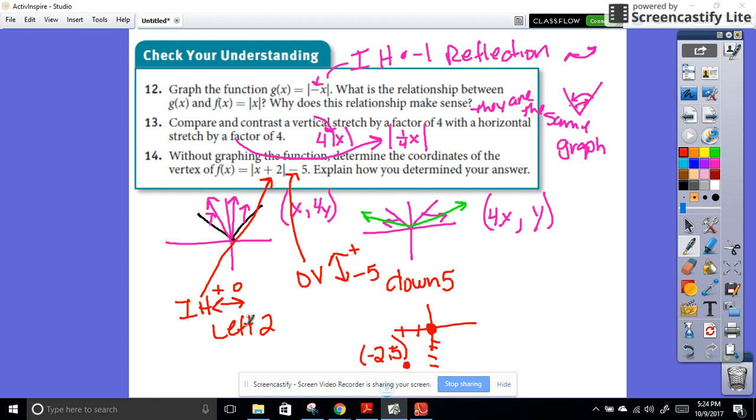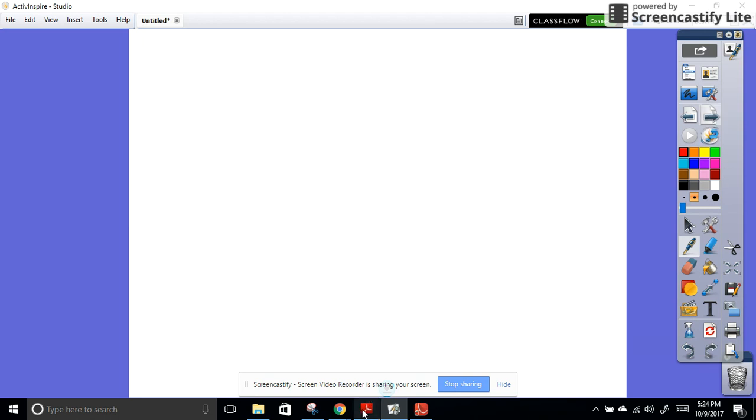Explain how you determine your answer. That is my explanation right there. Outside change is vertical, up and down. It's -5, so I move down. Inside change is horizontal. Oh, I should have put plus and minus. Hold on, my lights are going off. Okay. It is plus, so I'm moving left 2, and I think we're done.